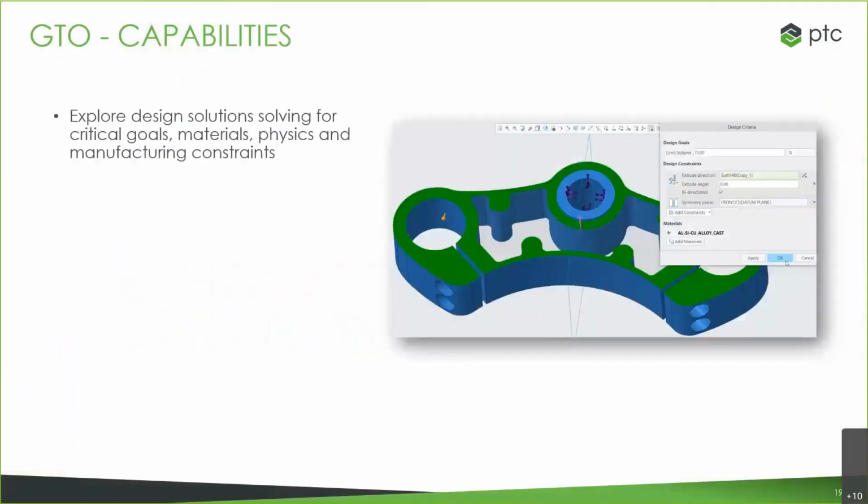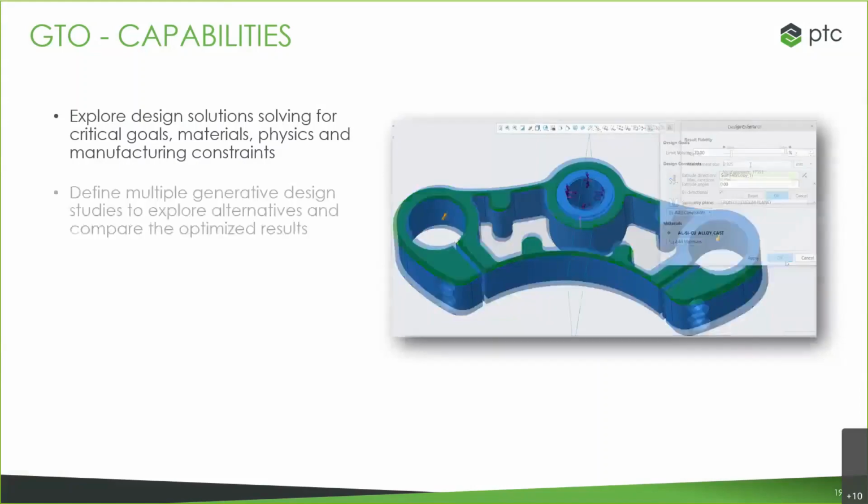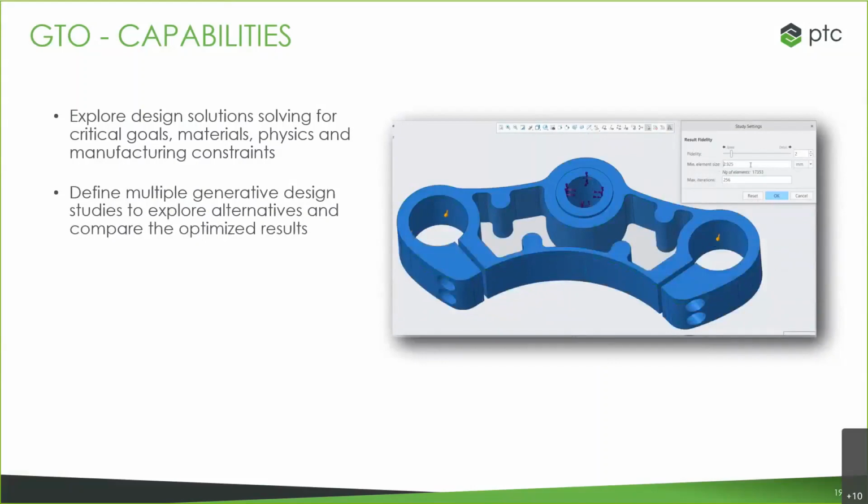So when you get into Creo and within the generative topology optimization, you're going to be able to specify requirements and goals, and the generative design is going to automatically produce a manufacturable design either as a starting point or as a final solution. So it allows you to try different materials, physics, manufacturing constraints, and automatically create that geometry. This allows you to try out many different generative design studies to kind of explore all different types of design alternatives and compare the results between each of those to start working towards the most optimal design.